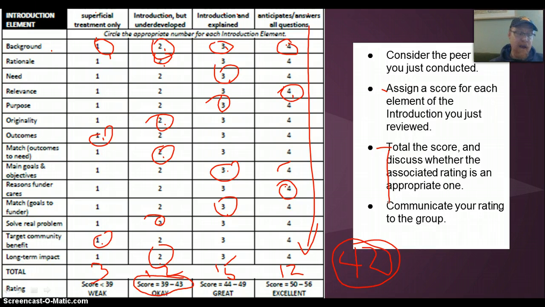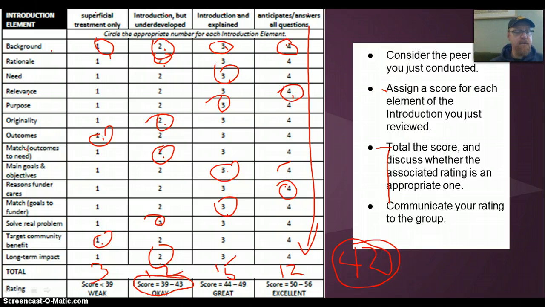And maybe you go back and you say, remember what I said about the relevance section, or remember what I said about matching the outcomes to the need. Those are ways that you could have bumped this up some more and really made it the best introduction it could be.